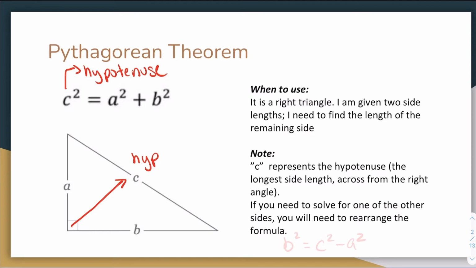Another thing to note is if you need to solve for one of the other sides that is not the hypotenuse, you will need to rearrange the formula. For example, if I'm solving for side b, this will be my formula. Let's try an example.